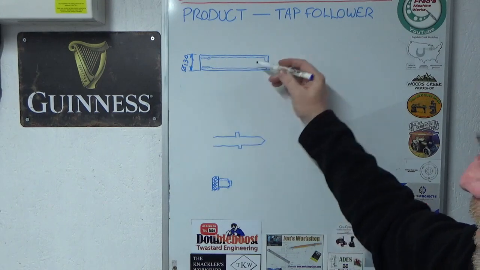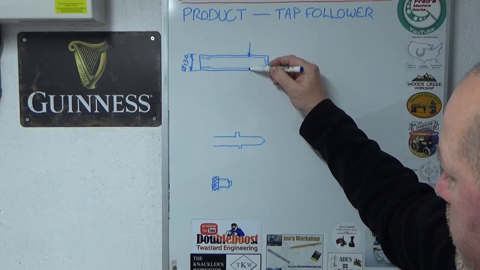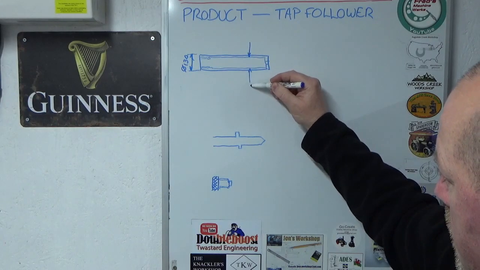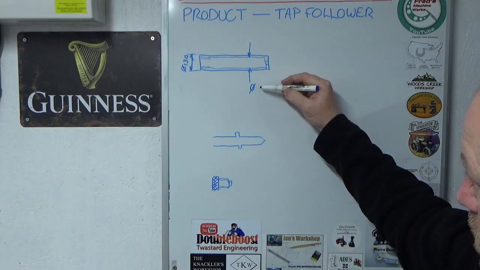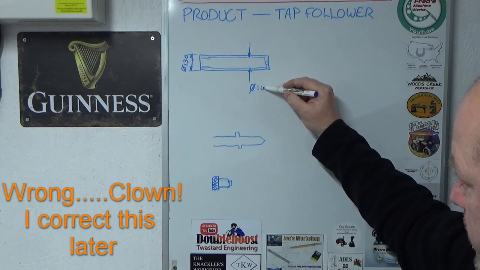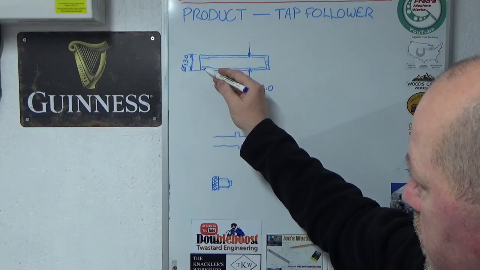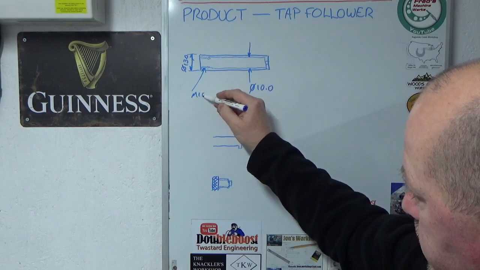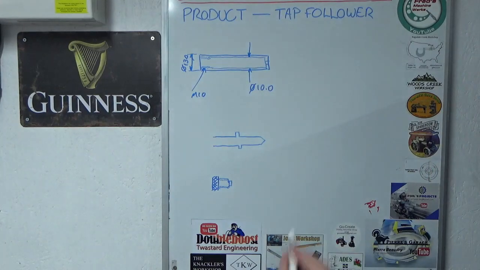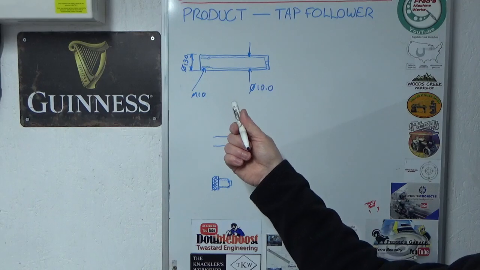So I now know that my bore size, this bore size for the counterbore, is going to be probably 10mm. It might even end up smaller than that yet. It might be 9.5, but we'll go for 10 for a start, and we know this is going to be M10 thread.